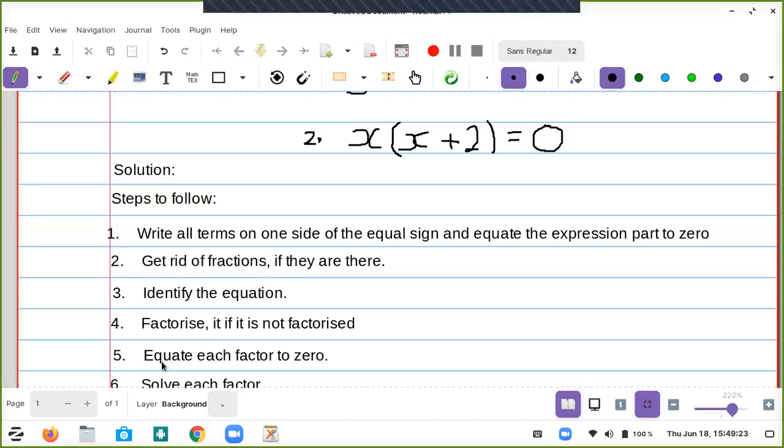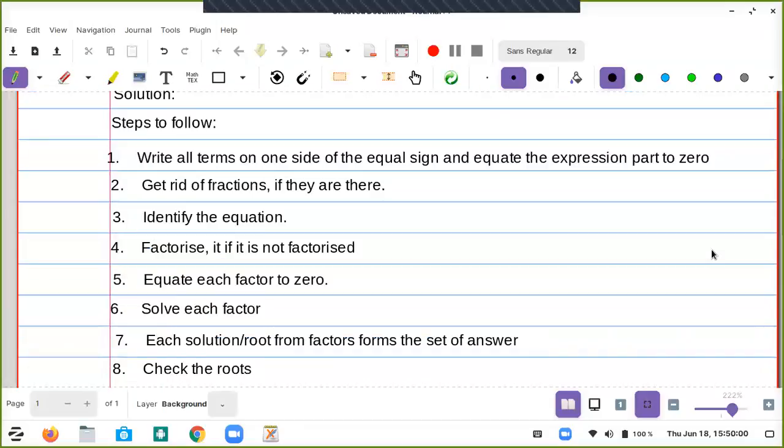Now each factor in the factorized expression is going to be equated to 0. Remember, our equation is having all the terms on one side and it's equal to 0. So when I factorize, I'll then have to take each factor and equate it to 0, which means it is equal to 0. I'll explain more on this point or step number 5 when solving the above two equations. Then we move on to number 6.